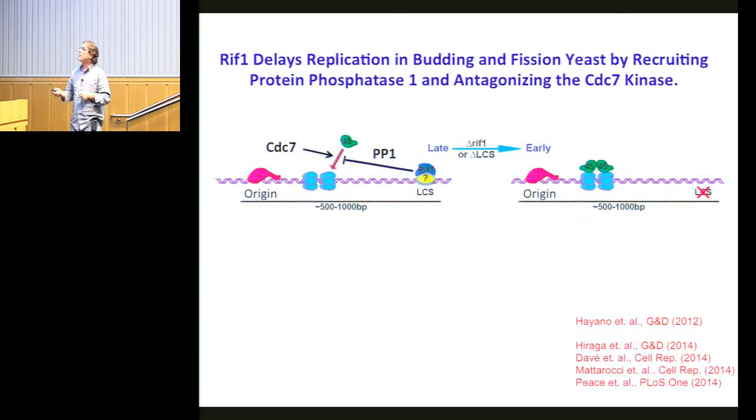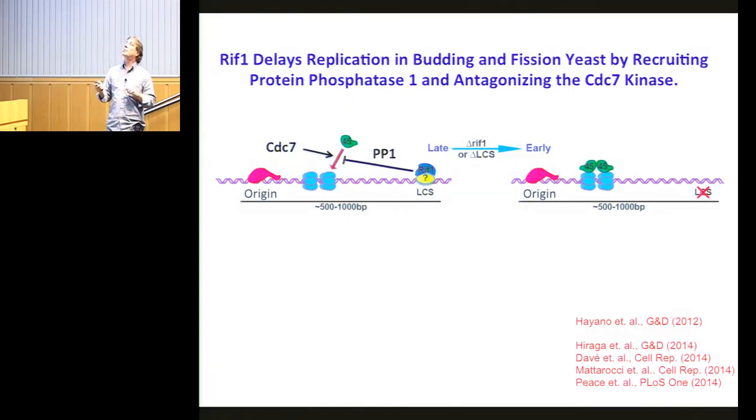And four papers came out last year altogether showing the same thing, which is that RIF1 is not only involved in replication timing in budding yeast, but they gave us a mechanism, which was really nice. So as it turns out, RIF1 has a domain on it that attracts a protein called protein phosphatase 1. Protein phosphatase 1 dephosphorylates the same residues that CDC7 phosphorylates.